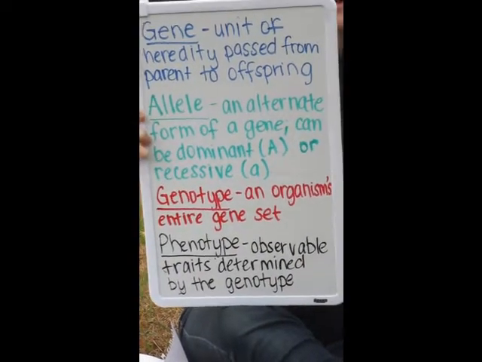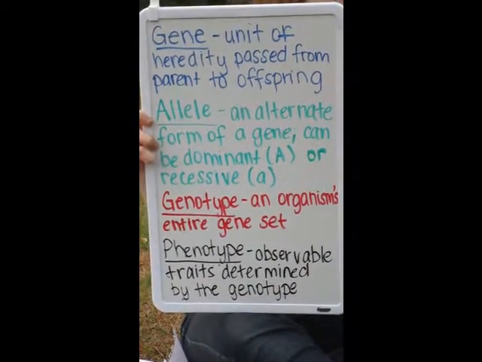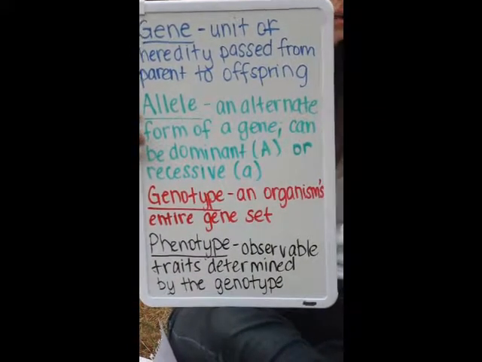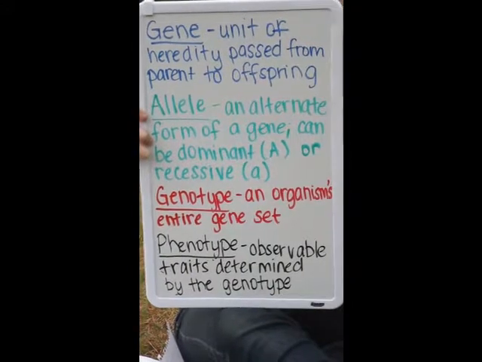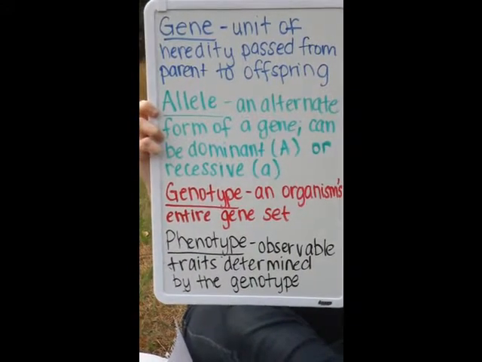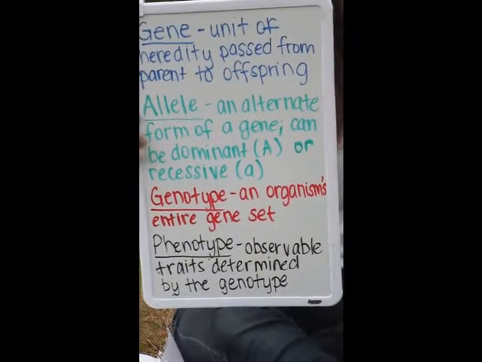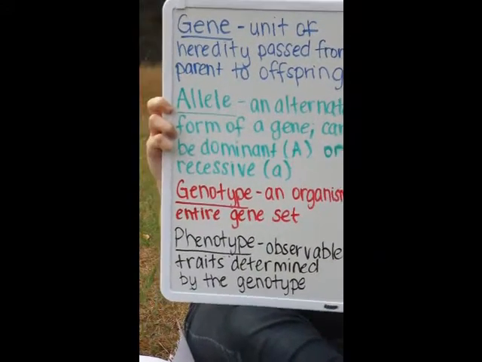And another one is heterozygous. In a heterozygous genotype, the organism receives one dominant allele and another recessive allele. And usually the dominant trait is the one that shows. But in incomplete dominance and in codominance, that isn't the case.